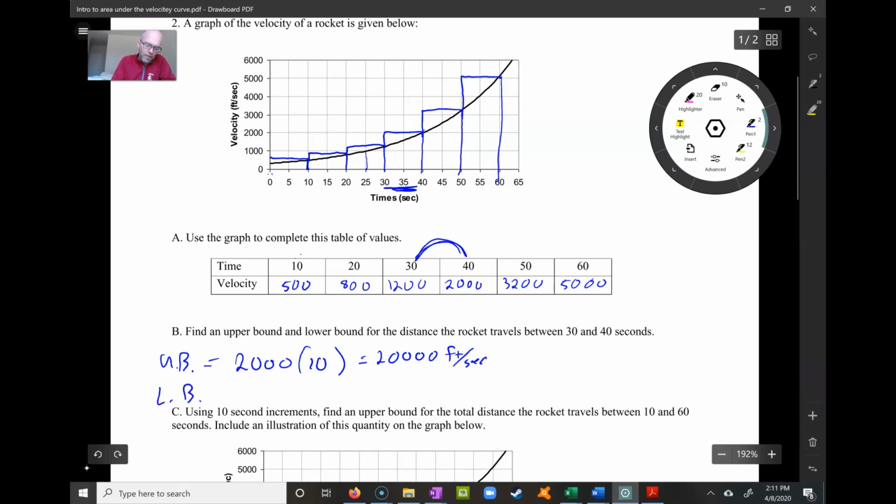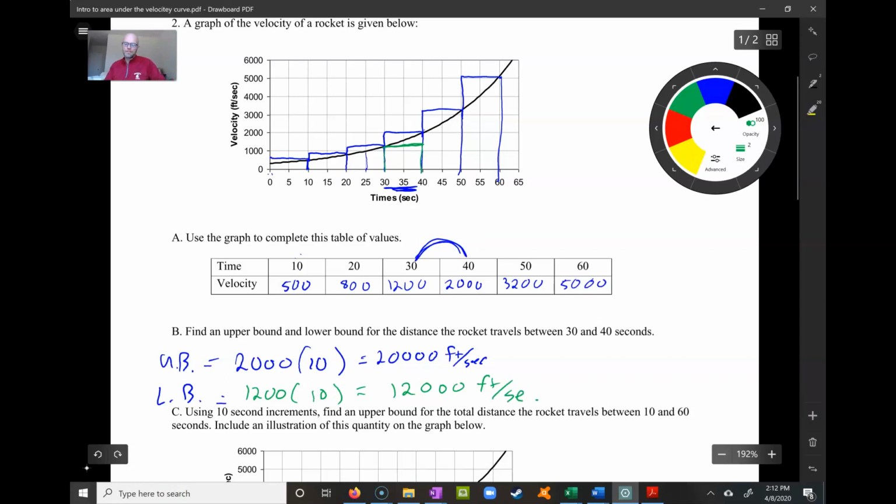Now, my lower bound, on the other hand, I would choose the slower velocity. Now I'm going to draw a little line right here. Let's use a different color just so we don't get confused. I'm going to draw a little line like that. So my lower bound is going to be 1,200, but also still times 10 because the width is still 10. And that would be 12,000 feet.